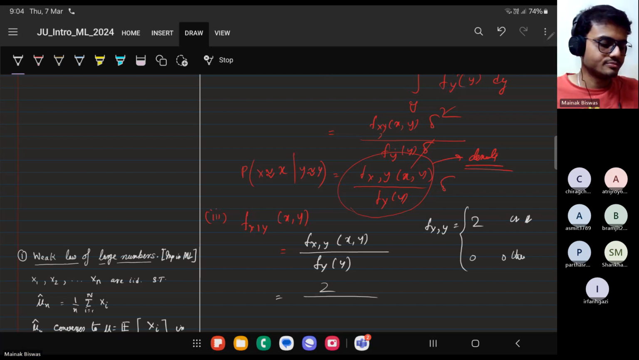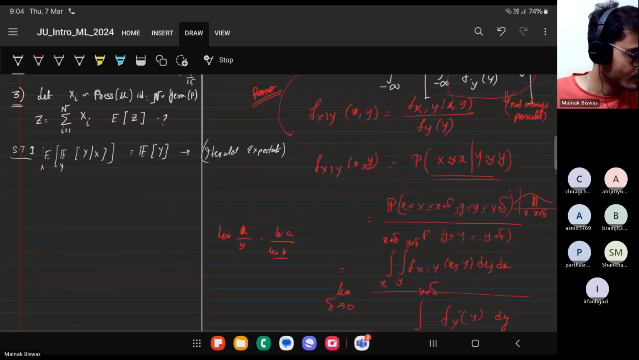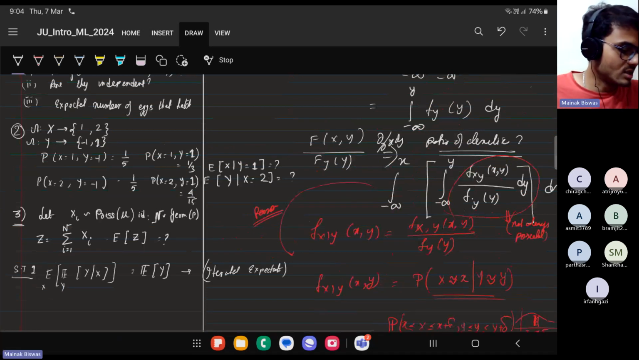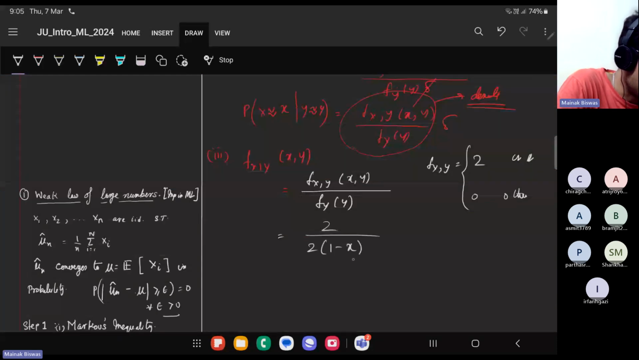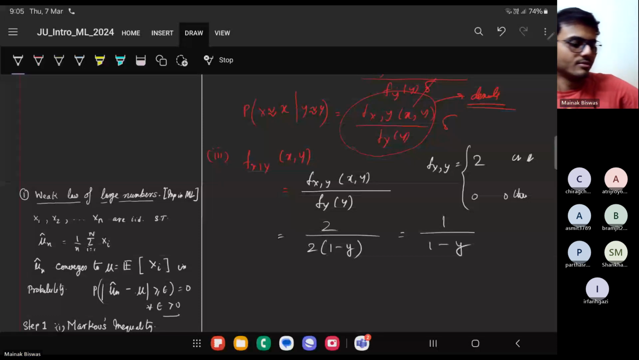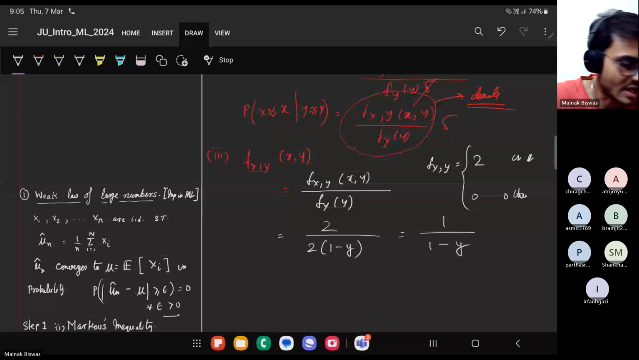Denominator, what will it be? We have already found this: 2 into 1 minus y. Good. I had found it for x, so by symmetry, it will be 2 into 1 minus x. This is equal to 1 by 1 minus y. Correct, because the variable is y. There we had defined it for x, right? Okay. Thank you.